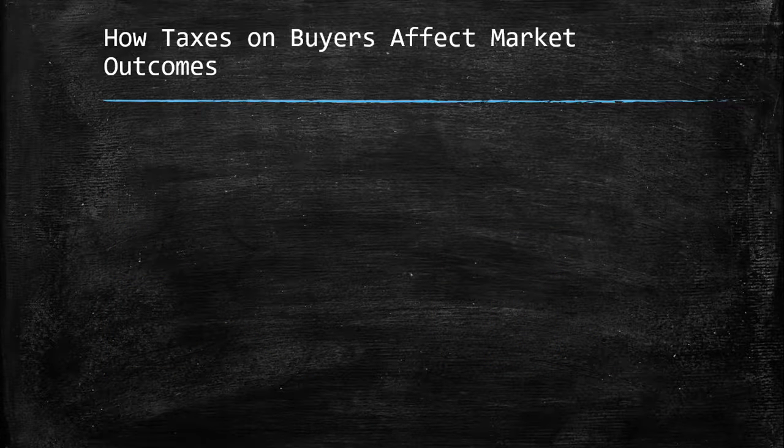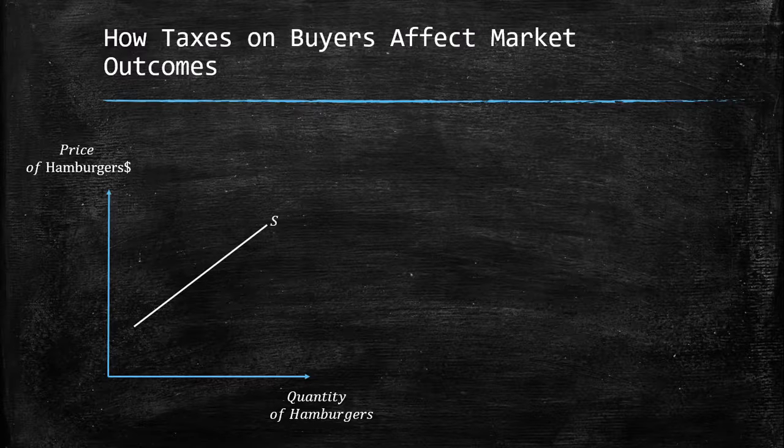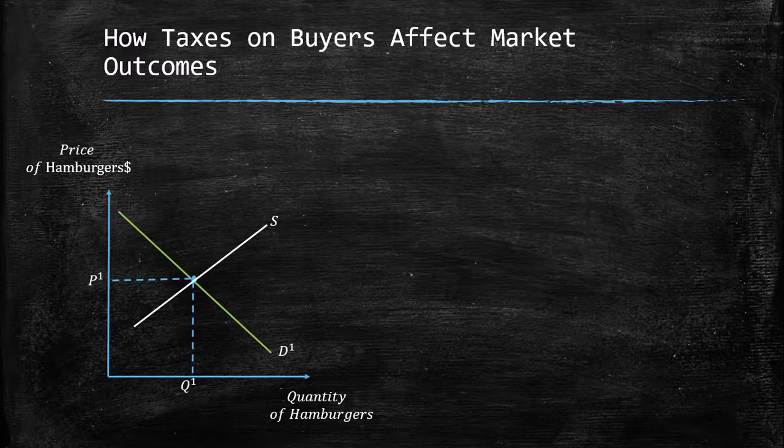How do taxes on buyers affect market outcomes? Imagine the same market of hamburgers. We have the supply curve and here the demand curve. Because the buyers have to pay a higher price, it initially affects the demand, the buyers.